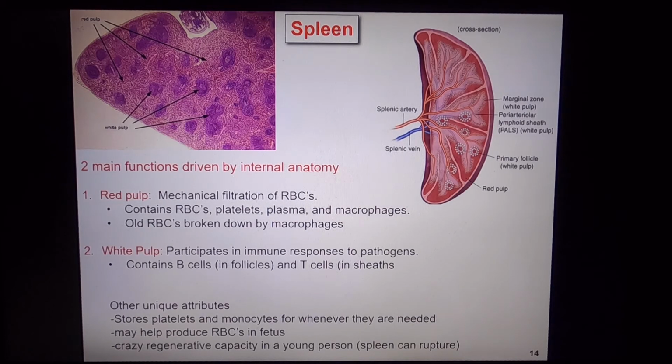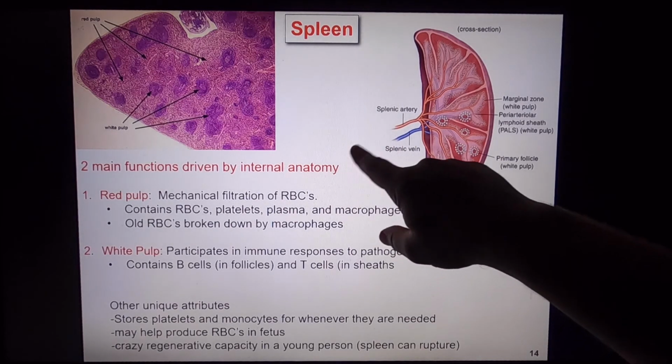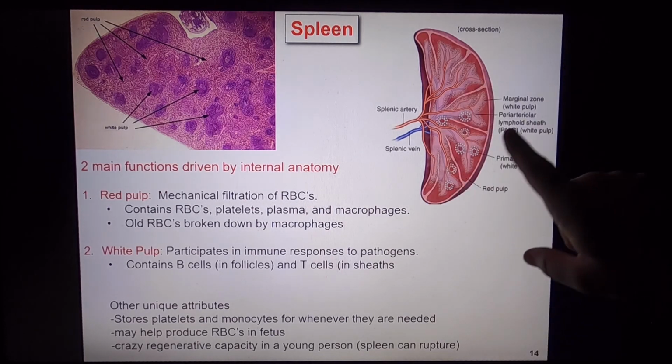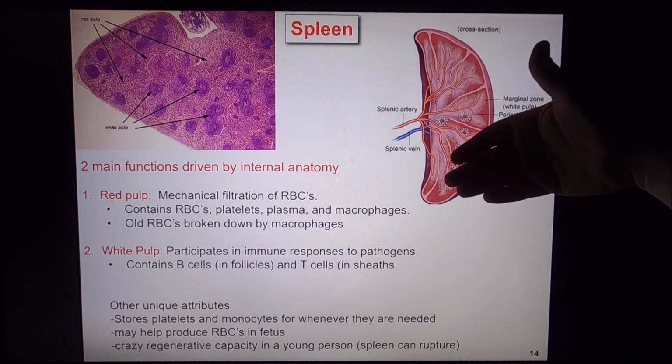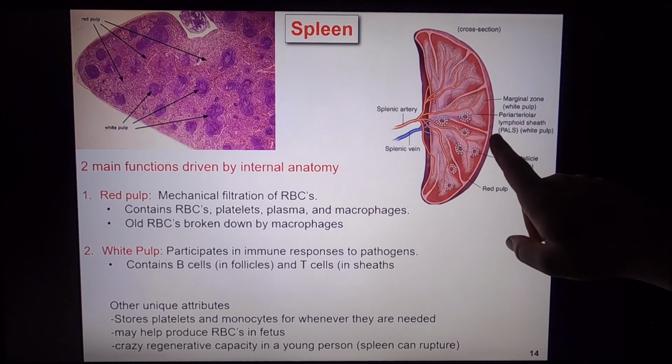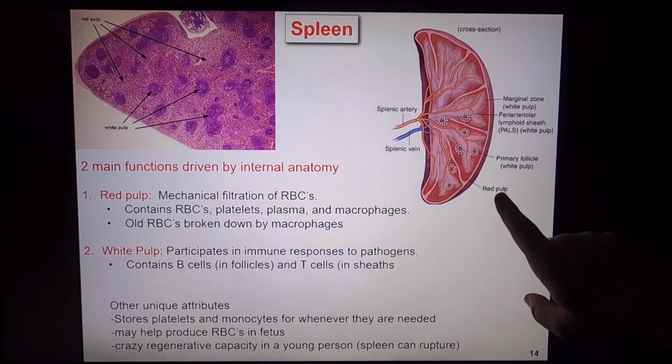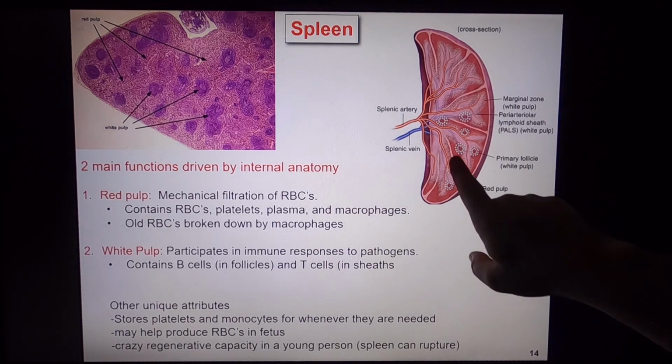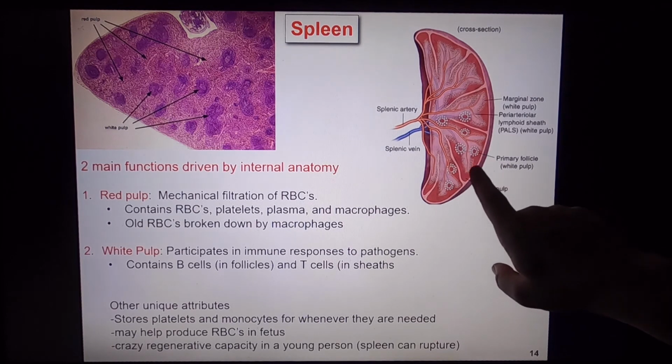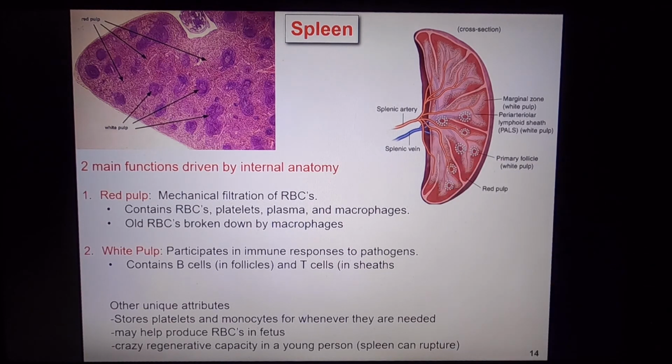And let's see, how deep do we want to go here? So you can see the splenic arteries coming in, and as you go into this, you can see these areas in this cross-section of the spleen where you have what are called white pulp areas and what are called red pulp areas. So the red pulp, you can see in red here, and the white pulp areas you can see kind of in a lighter color here.